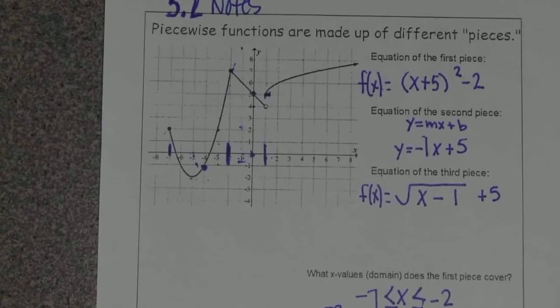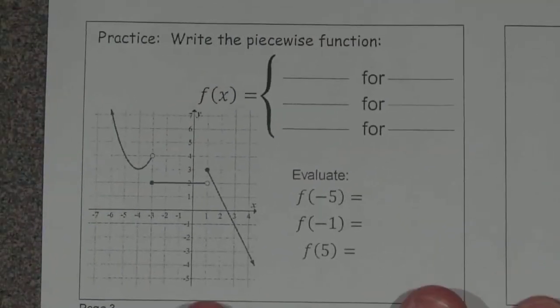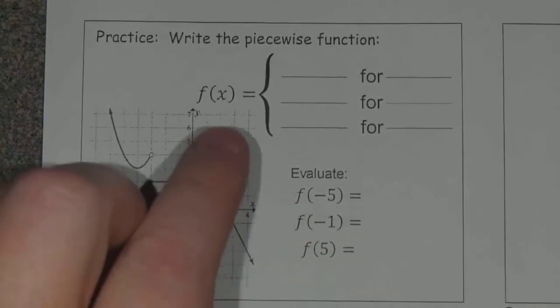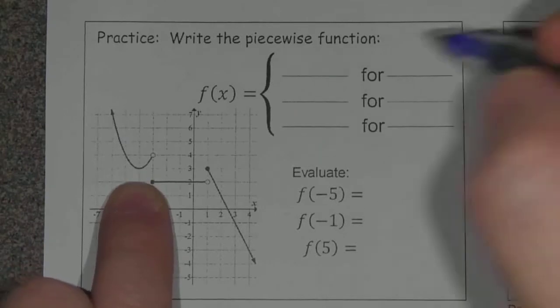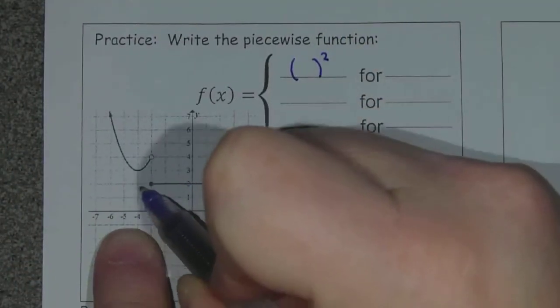Yeah, these are all functions that we're dealing with though, so they have to follow those rules. All right, we're going to write the equations again for this other piecewise function right here. So this first one is a parabola. I know it's going to be squared, and I need to find the vertex point.